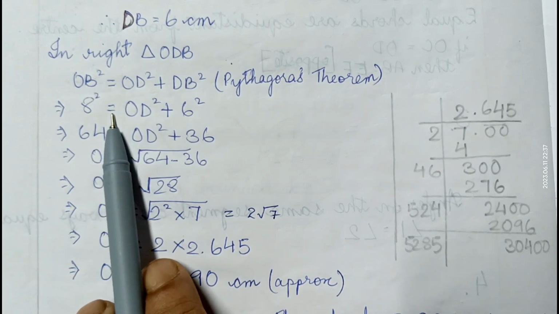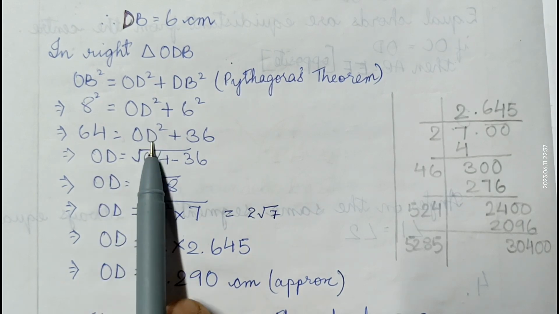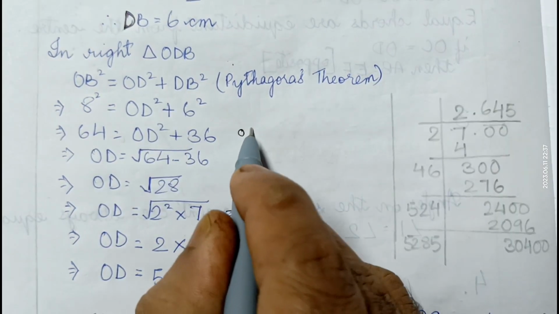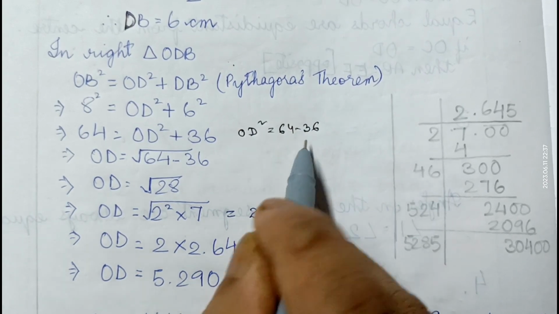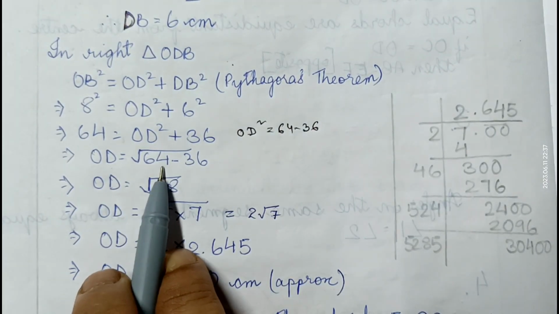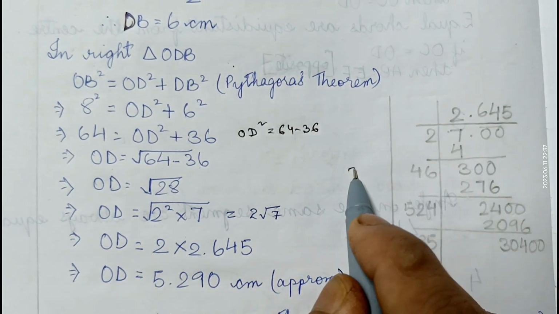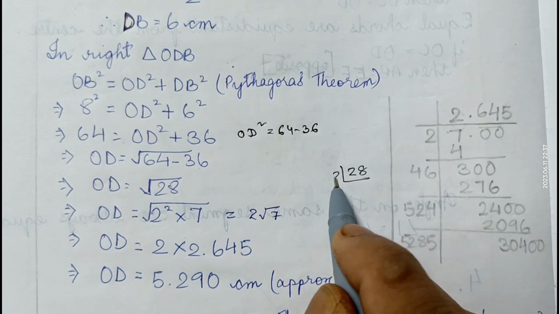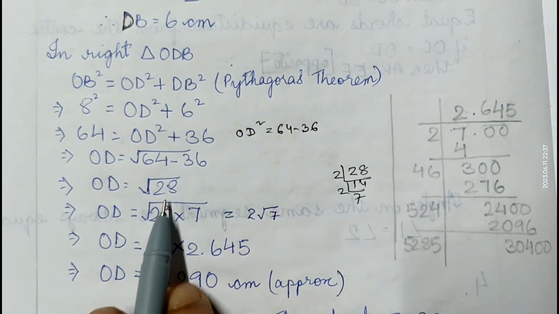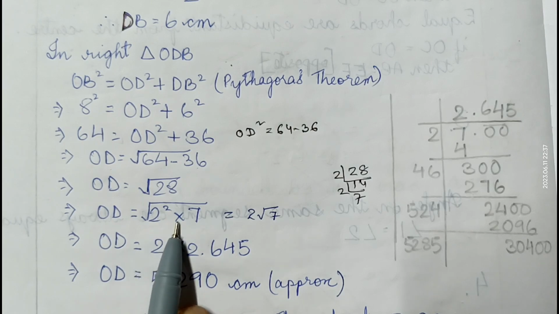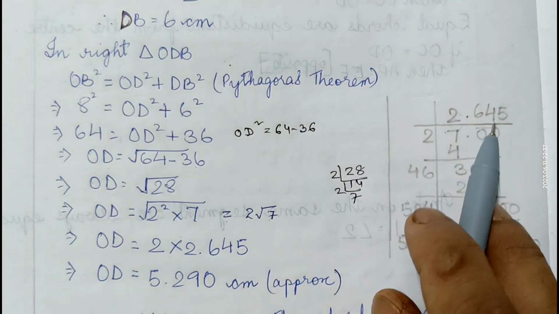So 8 square equals OD square plus 6 square. 8 square is 64, OD square plus 36. You can write OD square equals 64 minus 36 in the next line. So OD equals root over 64 minus 36, which will give root 28. Now if we prime factorize 28, it is 2 times 14, 2 times 2 times 7. So instead of root over 28, we can write root over 2 square into 7, which will give 2 root 7.